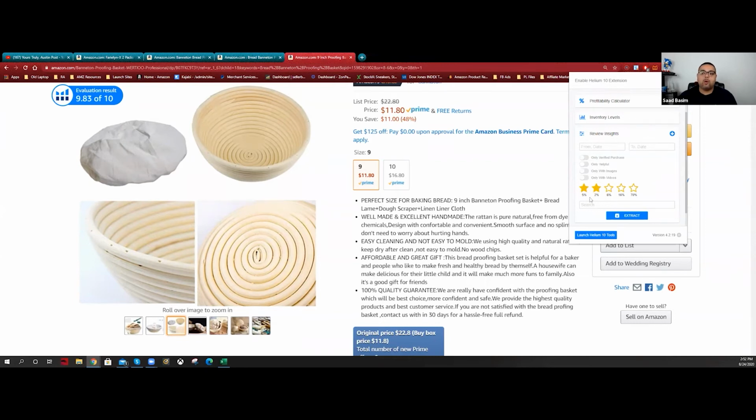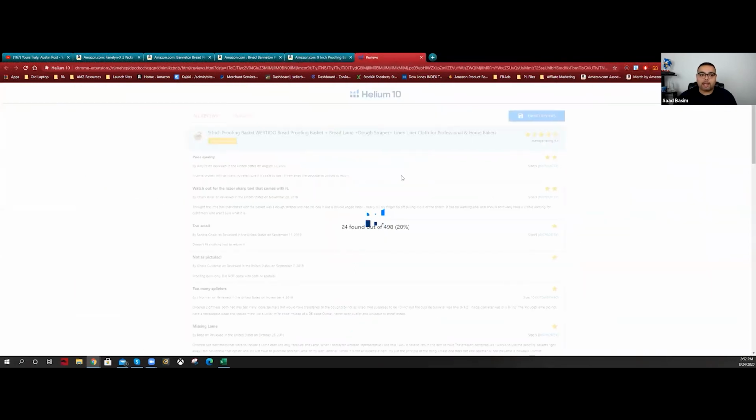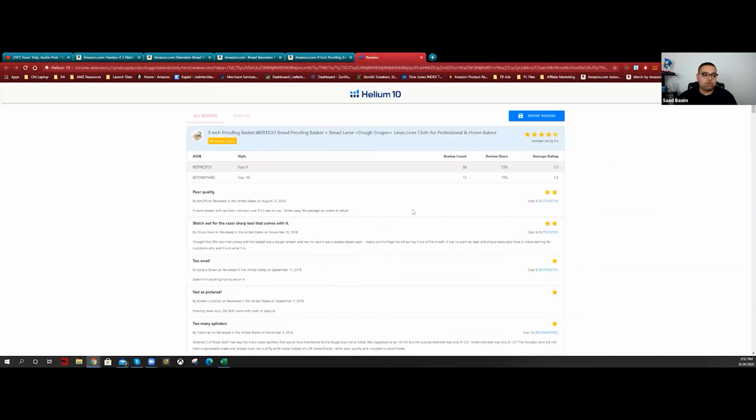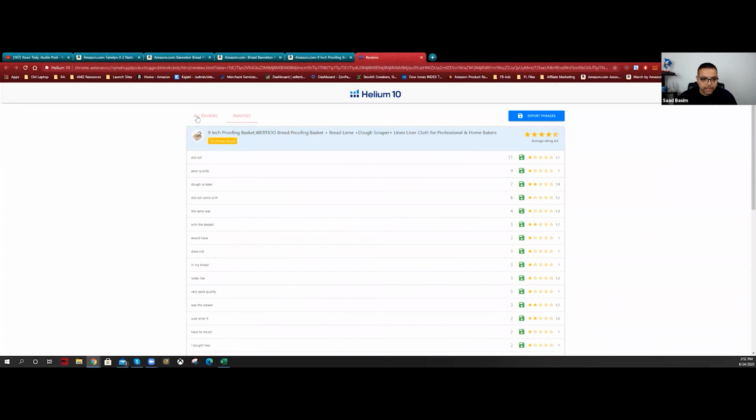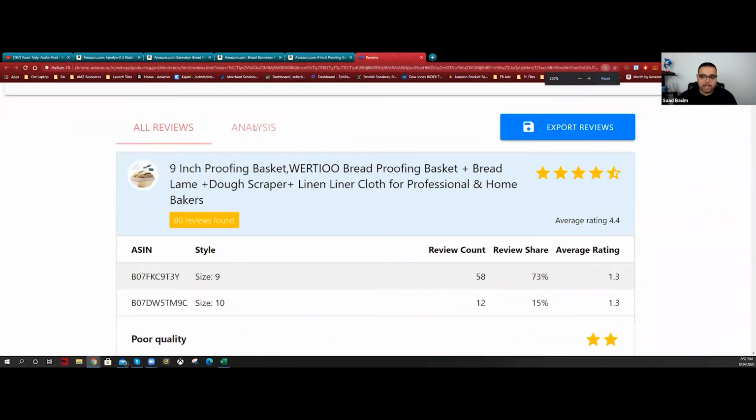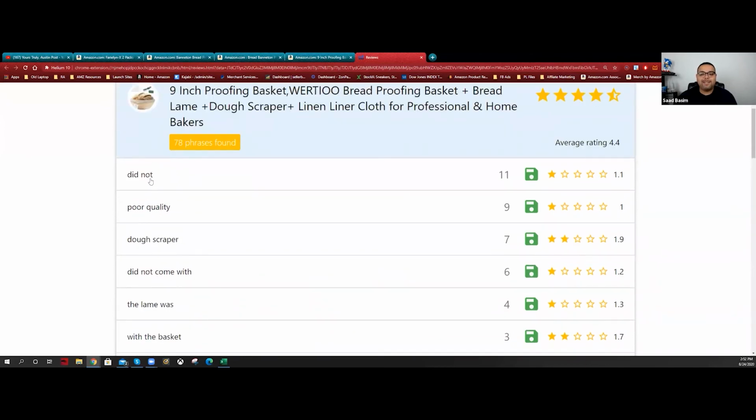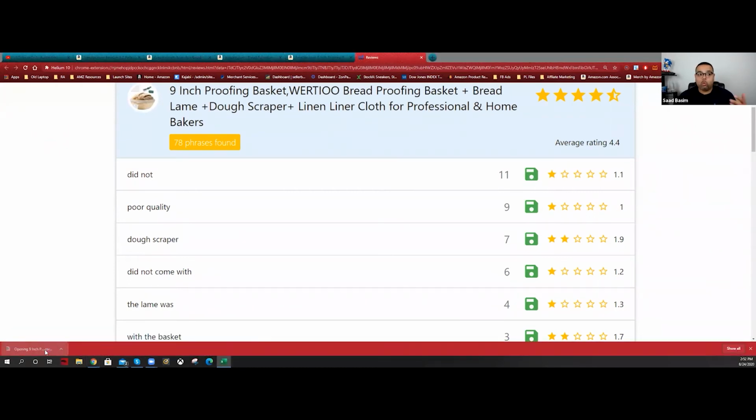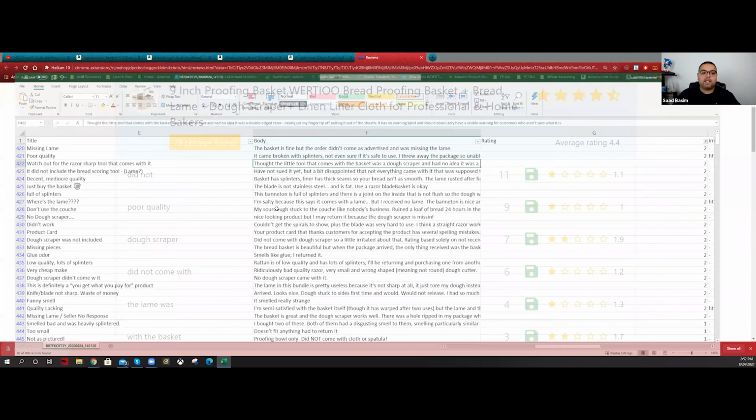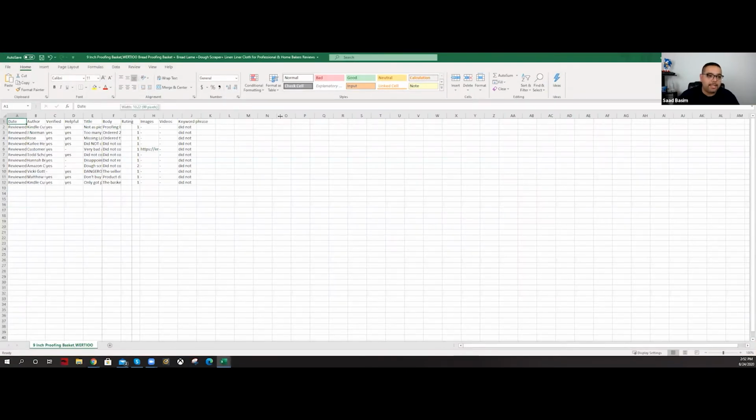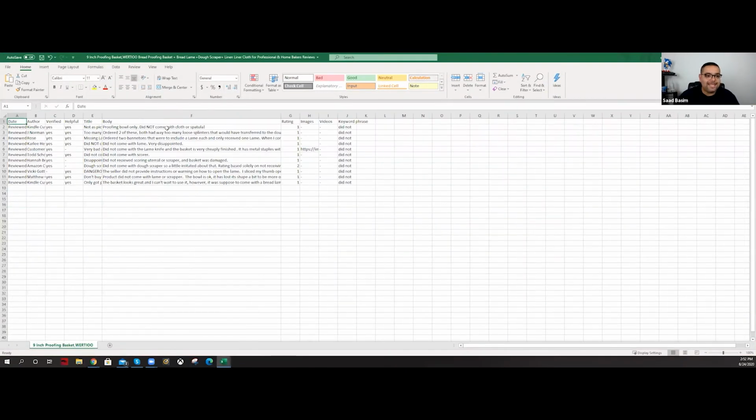Let's say I just want the 1 and 2 star. I can extract it and it gives me only 1 and 2, just to look at them very quickly. At the same time, when I come to analysis, it is going to tell me poor quality, did not. What did not include what? So I can open up what they mean by didn't, and I'll be able to see what they meant. Proofing bowl did not come with a cloth or spatula. Okay, cool. So there's something here.